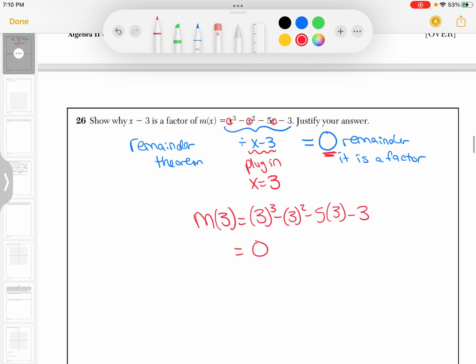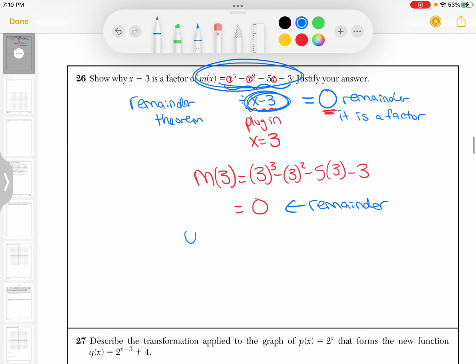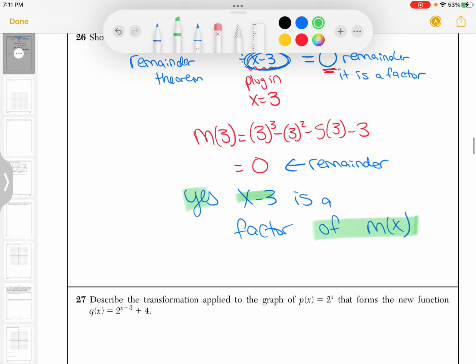Now when I plug that in, I get 0. If you get 0 as your remainder by doing the remainder theorem, that means that x minus 3 evenly goes into this. And if it evenly goes into it, that means that yes, it is a factor. Notice how my answer is specific. I didn't just say yes. I said yes, x minus 3 is a factor, not just is a factor. I said what it is a factor of. Use details in your answer. Be as specific as you possibly can.